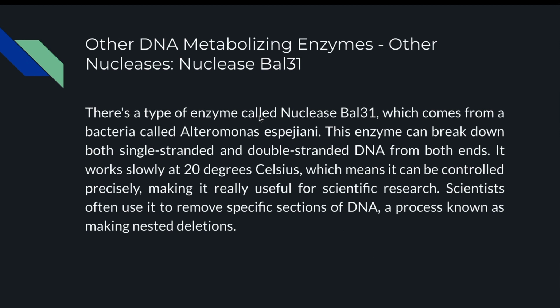There's a type of enzyme called nuclease BAL31, which comes from a bacteria called Alteromonas espejiana. This enzyme can break down both single-stranded and double-stranded DNA from both ends. It works slowly at 20 degrees Celsius, which means it can be controlled precisely, making it really useful for scientific research. Scientists often use it to remove specific sections of DNA, a process known as making nested deletions.